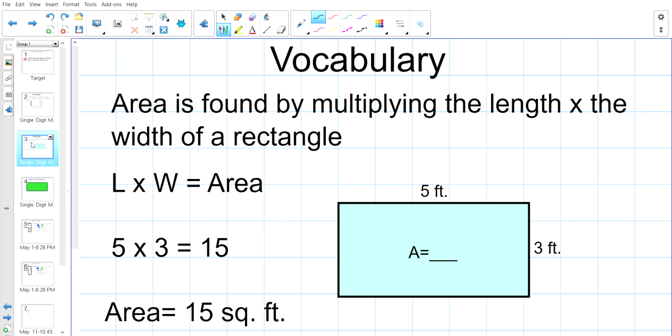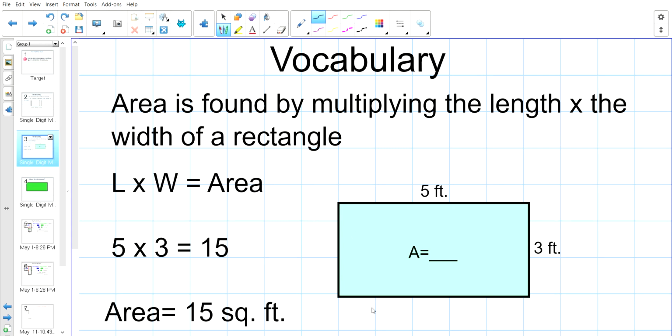Oftentimes, when we want to find the area or space covered by an object, we cannot see the square units inside of the shape. When we want to find the area of a rectangle, we can find it by multiplying the length of the rectangle times the width of the rectangle. Length times width equals the area of a rectangle.